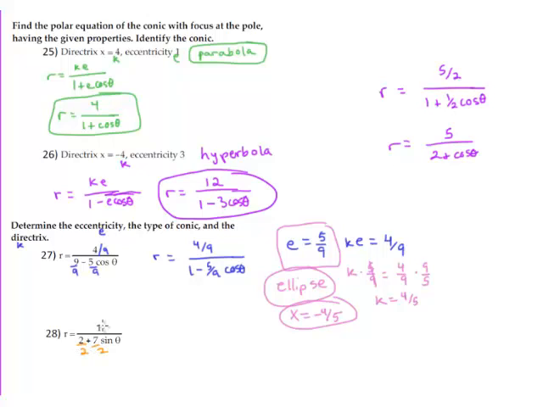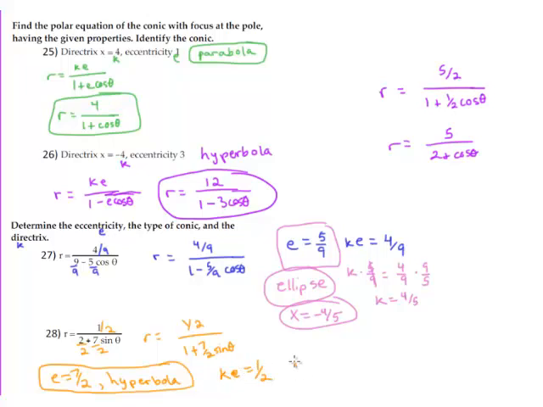This one we need to divide everything by 2. So r equals 1/2 over 1 plus 7/2 sine theta. So E is 7/2, which gives us a hyperbola because it's bigger than 1. And then kE is 1/2, but we know that E is 7/2. So you multiply by the reciprocal, which is 2/7, and that gives you k equals 1/7. That means that our directrix, since this is a plus sign on the bottom, our directrix is y equals k, so y equals 1/7.